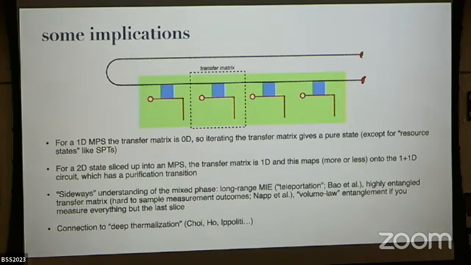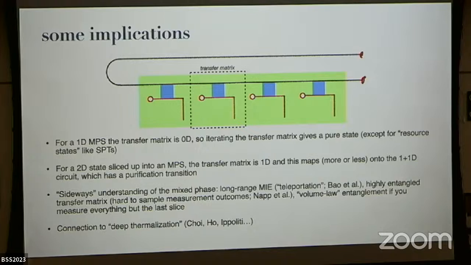That has this property that if you measure out the region in between in the appropriate basis, these Kraus operators are effectively unitary, and so they don't degrade the entanglement between the input and the output. So that's a special feature in one dimension. It's fine tuning, and you need a resource state to do it.